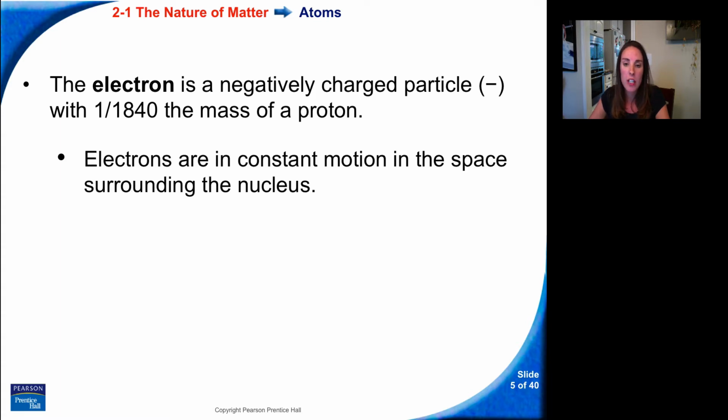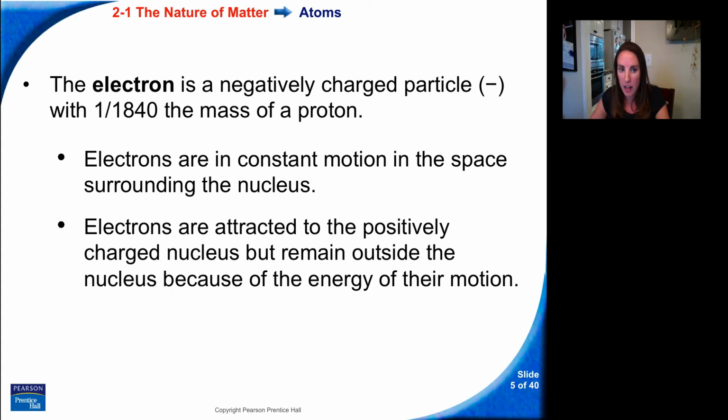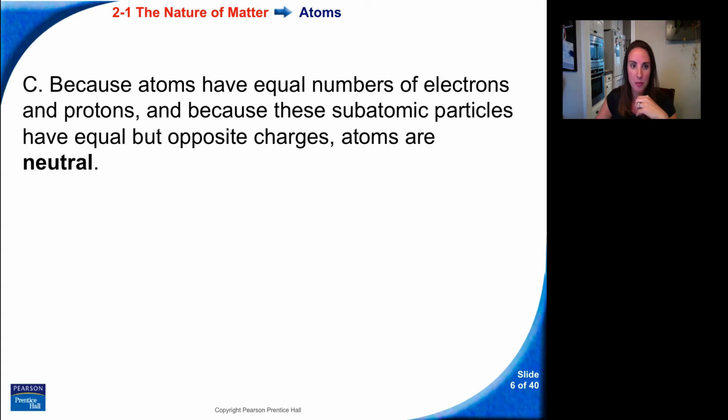So electrons are in constant motion in the space surrounding the nucleus of the atom. So electrons are attracted to the positively charged nucleus, but remain outside of the nucleus because of the energy of their motion. So they're attracted to it, so they're part of the atom, and they're rotating around this nucleus, but they're not stuck to the nucleus. They stay outside the nucleus.